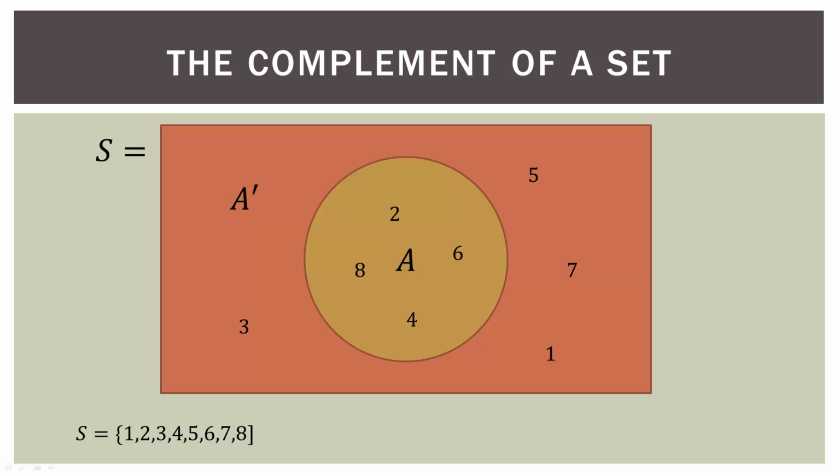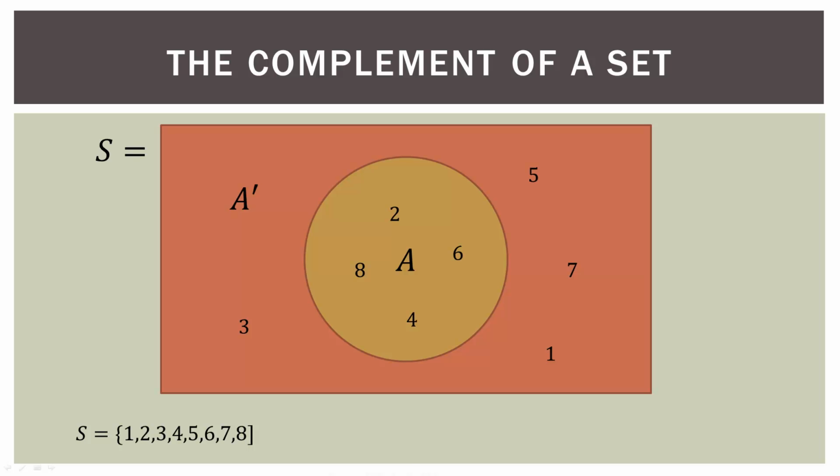So let's look at this. Now look at our universal set. Look at all the numbers in that rectangle, including what's in A, because of course A is in S, so we have to count it. So that's the numbers 1, 2, 3, 4, 5, 6, 7, and 8.